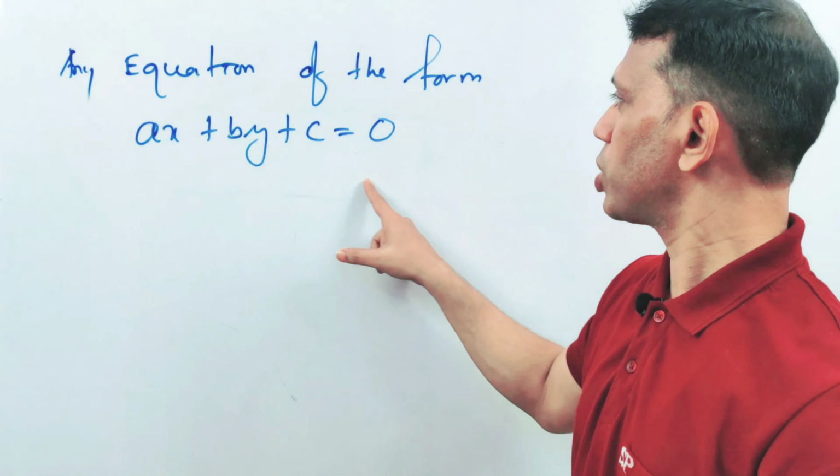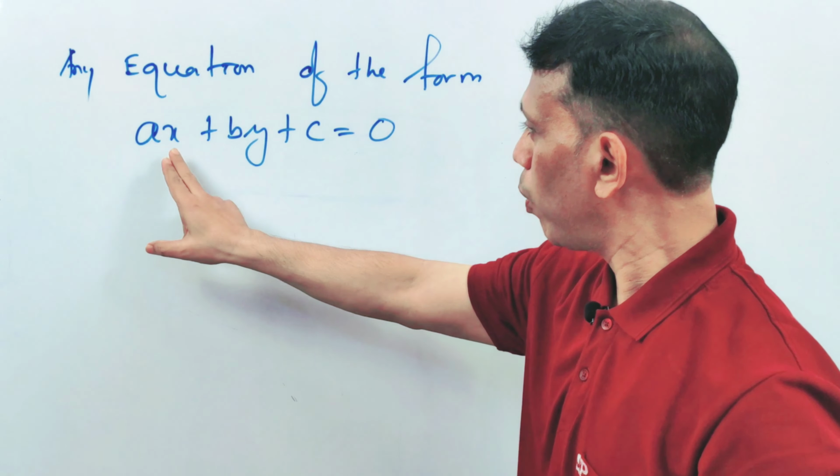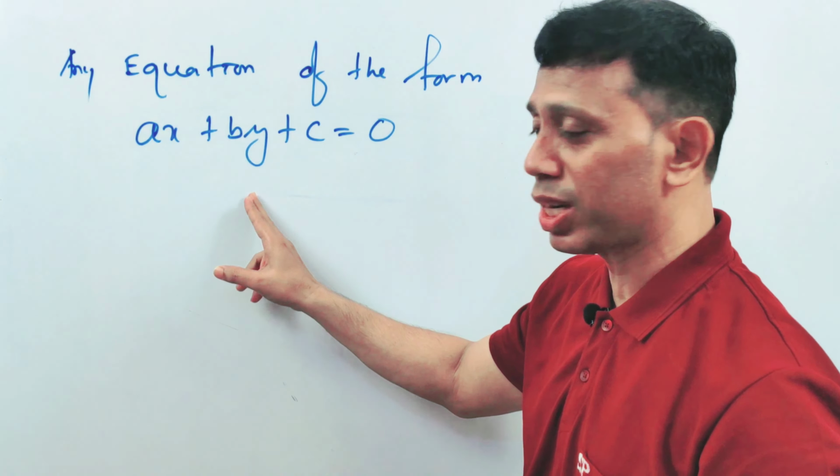So this is an example, but how to write that? What is the general form of the linear equation in two variables? Let us see. Any equation of the form ax plus by plus c is equal to 0 is a linear equation in two variables. What is x and what is y? They are the variables and their highest power is 1.